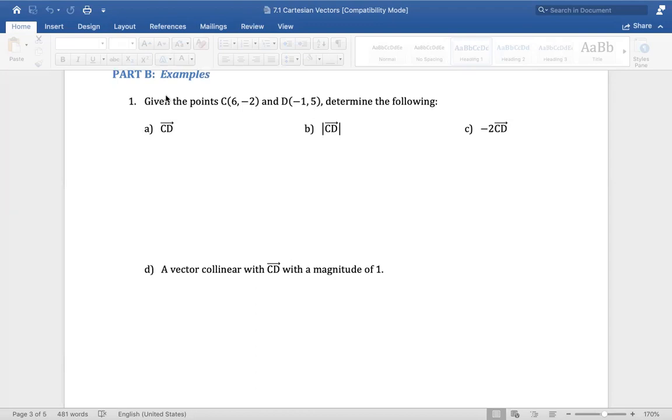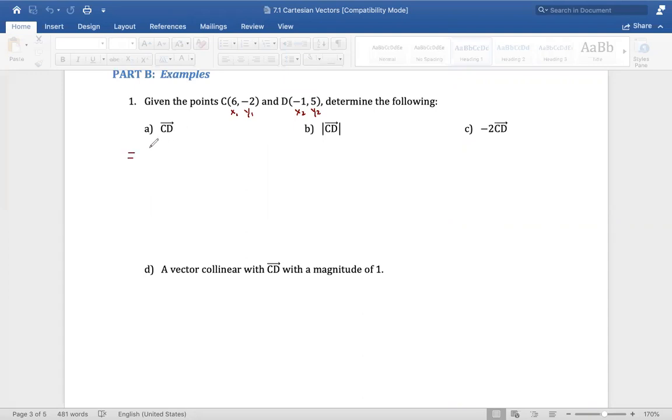What is vector CD? So first I would probably label, if this is my first point, that this is x1, y1, and that this is x2, y2. So then to figure out my vector CD, I'm finding vector CD, the tail is at C, right? And the head is at D. It is always in that order.